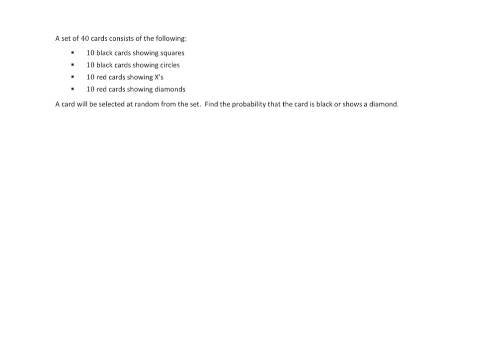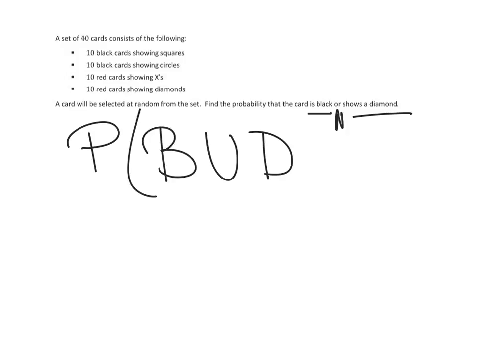All right, we have a set of 40 cards consisting of the following. We have 10 black cards showing squares, 10 black cards showing circles, 10 red cards showing X's and 10 red cards showing diamonds. A card's going to be selected at random. Find the probability, so here's my P, that a card is black or shows a diamond. So I'm going to say black or diamond.